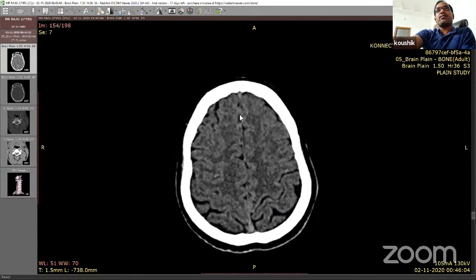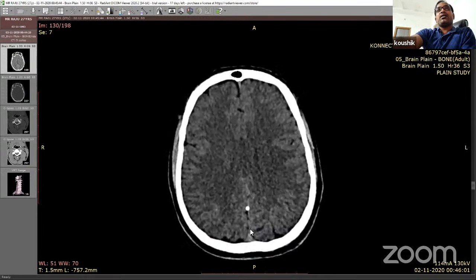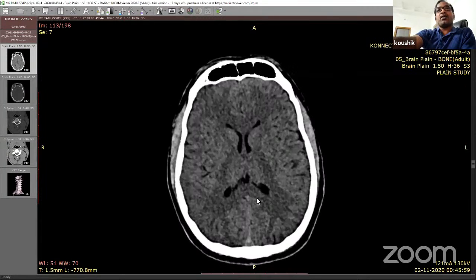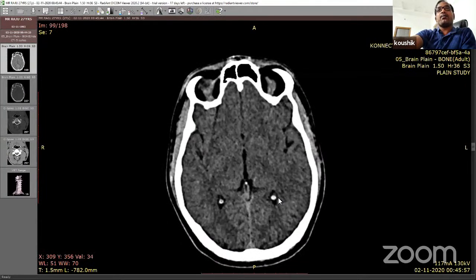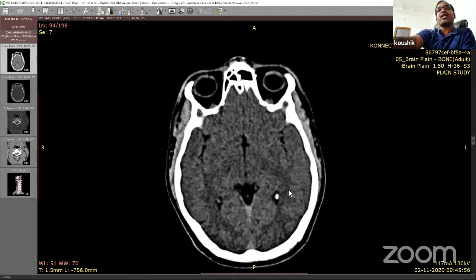This is the falx in the midline. There are some normal calcifications seen in the brain. One amongst them is the choroid plexus calcification. Then here comes one calcific focus, which is a normal thing, which is the pineal gland calcification.